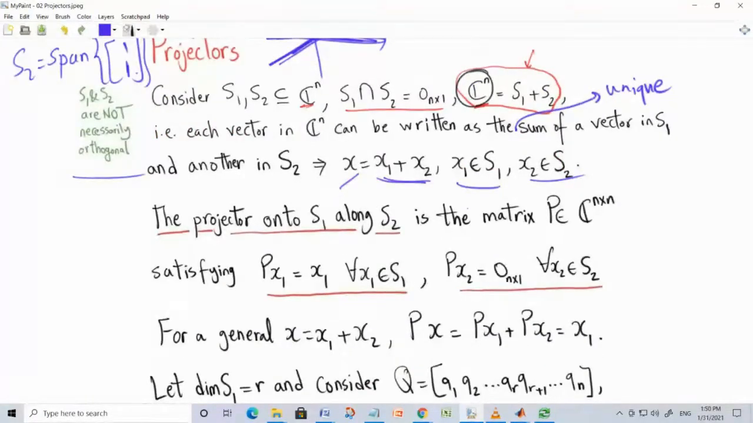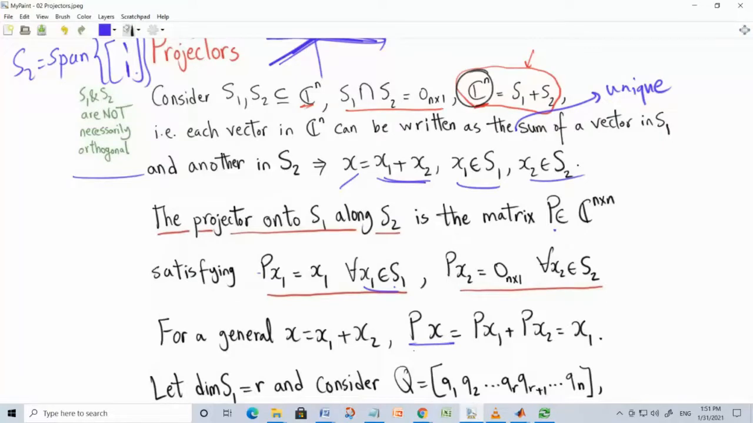Definition. We will define matrix P as the projector onto S1 along S2 if it satisfies two things. If you take a vector x1 living in S1, P multiplied by that vector must give you the vector itself. And if you multiply P by any vector x2 from S2, you must get the all-zero vector. So if x1 is in S1, Px1 is x1; if x2 is in S2, then Px2 is equal to 0. If a matrix satisfies this, then we say that the matrix is a projector onto S1 along S2.